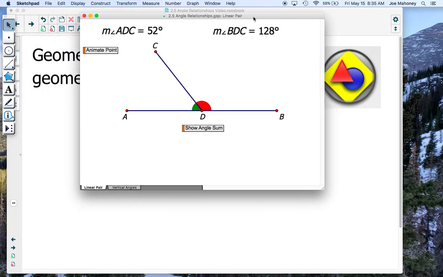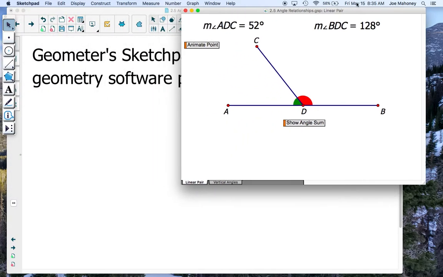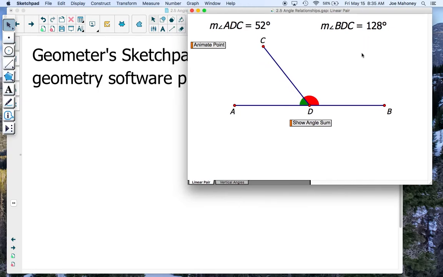So what you see here, I'm going to drag it over here a little bit. Notice I have two angles. I have angle ADC. Remember, when you name an angle, you name it by its vertices, with the vertex being in the middle. So angle D is the vertex of angle ADC. It's the green angle there. Its measure is 52 degrees. And likewise, angle BDC, in this case the red angle, has a measure of 128 degrees.